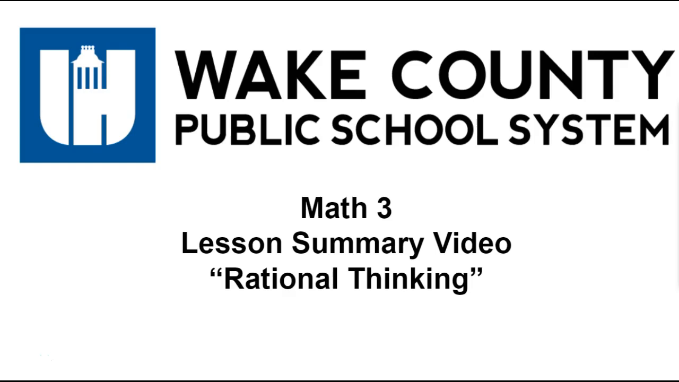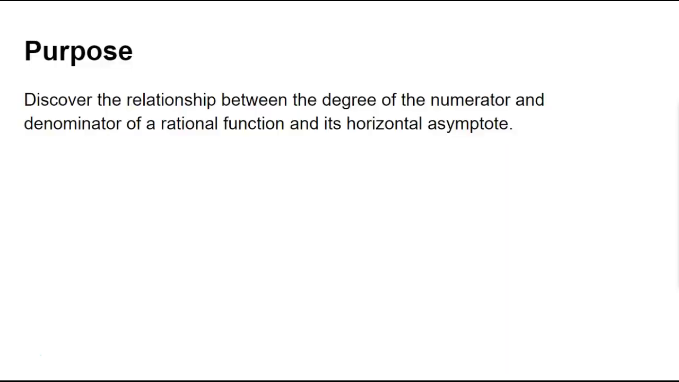Math 3 Lesson Summary Video: Rational Thinking. This lesson is a Solidify Understanding task, which takes concepts developed previously and helps you formalize those ideas. The purpose of this lesson is to discover the relationship between the degree of the numerator and denominator of a rational function and its horizontal asymptote.